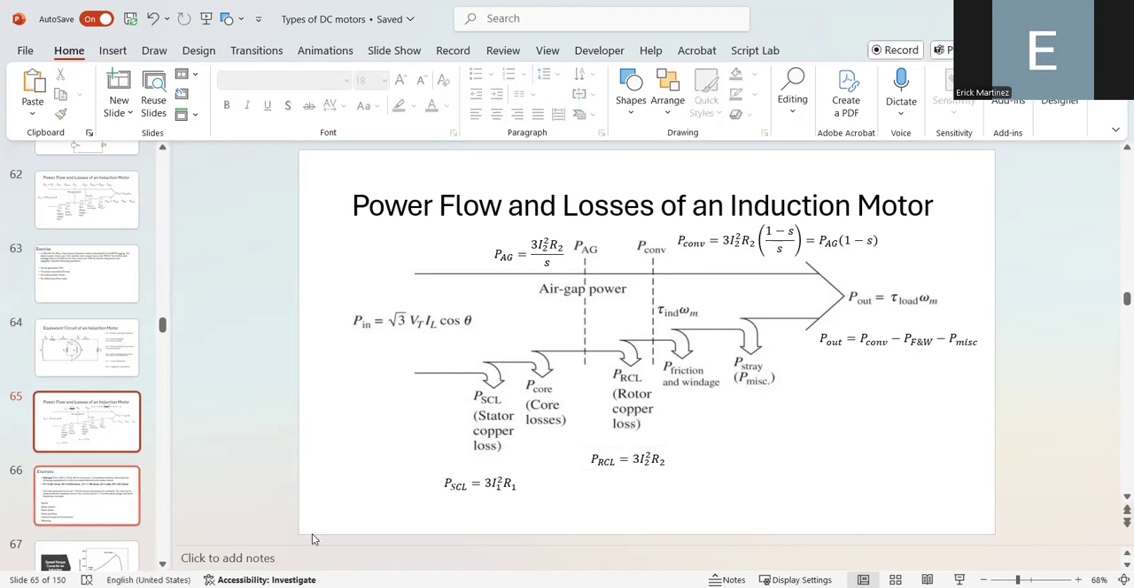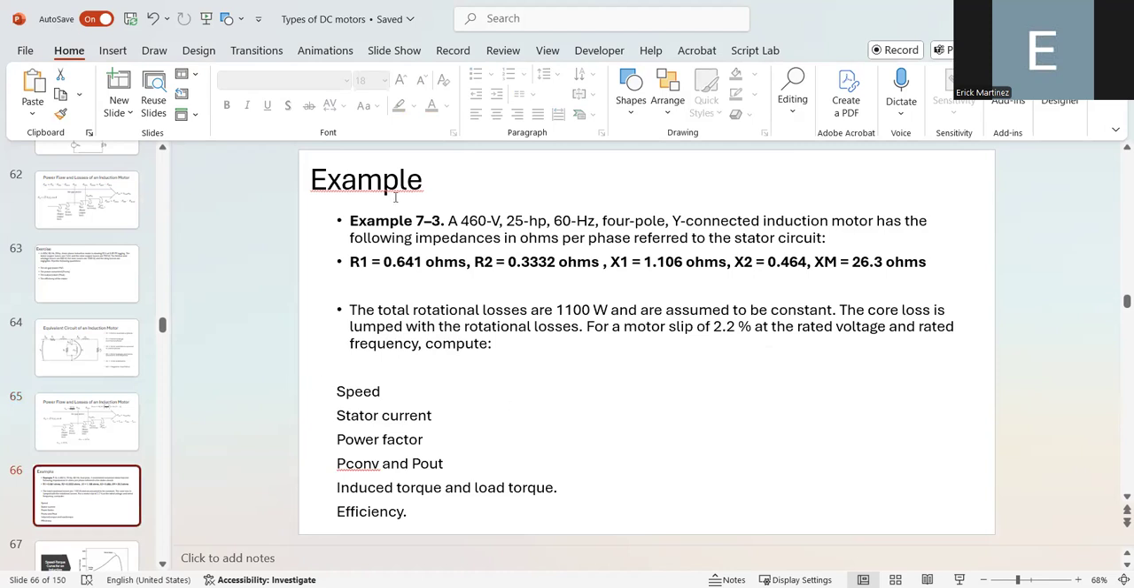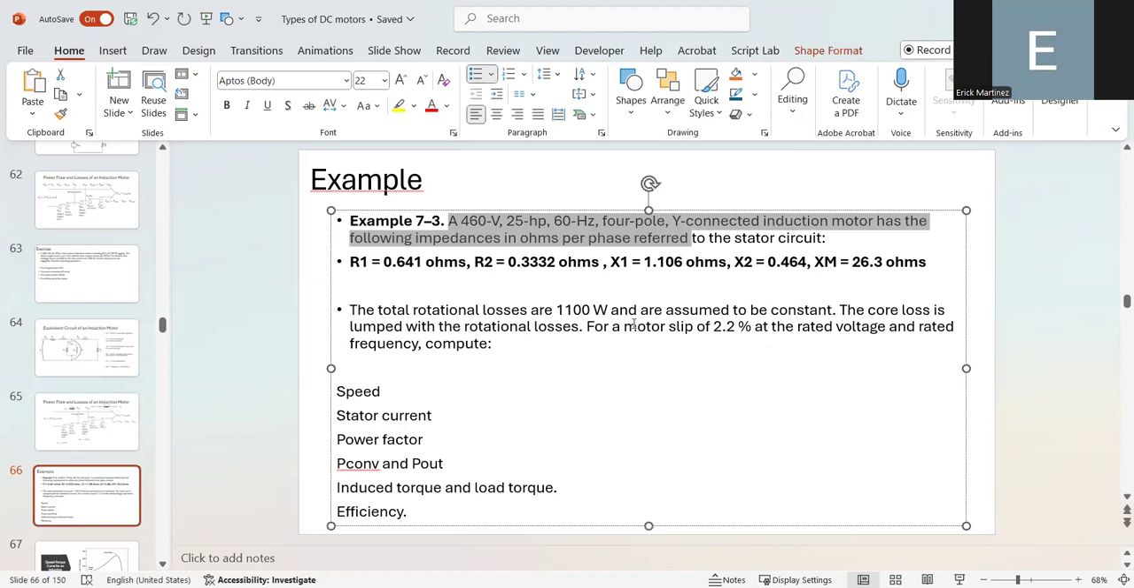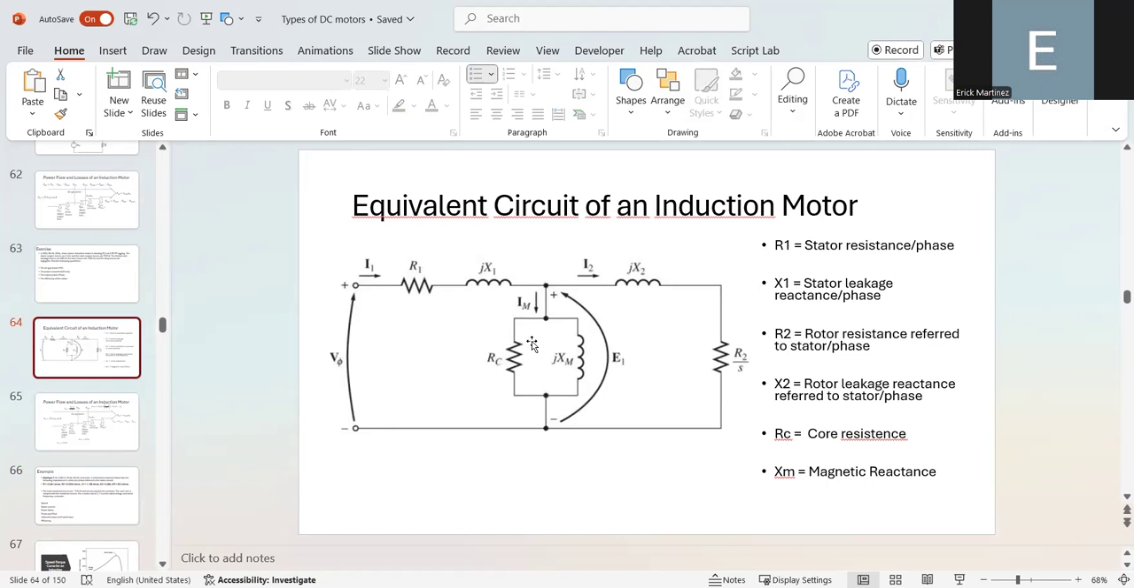So based on this diagram and the previous circuit, we can use this information to solve the following exercise. In this case, we have the following information. We have a 460 volts, 25 horsepower, 60 hertz, 4-pole star connected induction motor that has the following impedances in ohms per phase referred to the stator circuit. Based on this data, we know that the resistances and impedances given to us refer to the equivalent circuit of the induction motor, both referred to the stator.